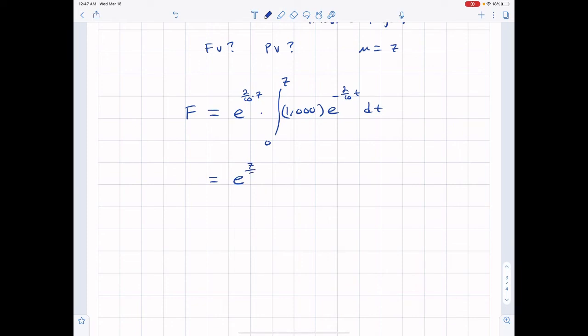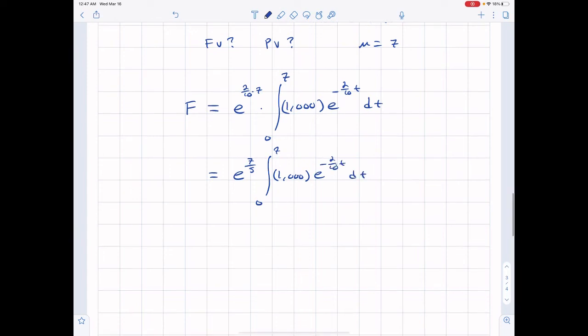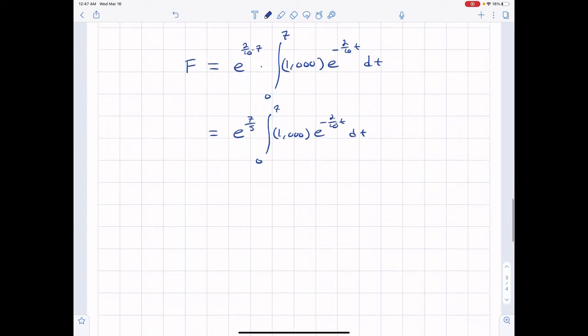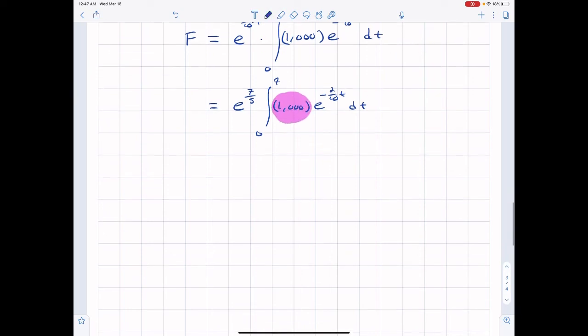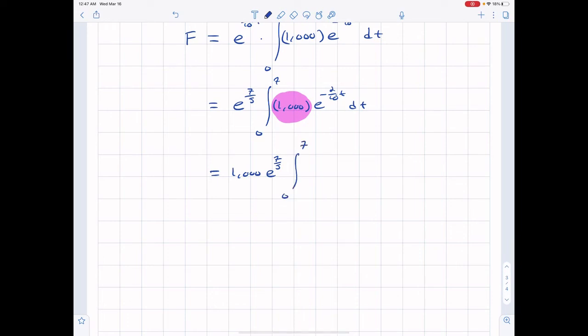It's going to be e to the 7 over 5 times the integral from 0 to 7 of 1,000 e to the negative 2 over 10 t dt. I can move constants out front of integrals. They're linear. So I can write this as 1,000 e to the 7 over 5, that's my constant, times the integral.